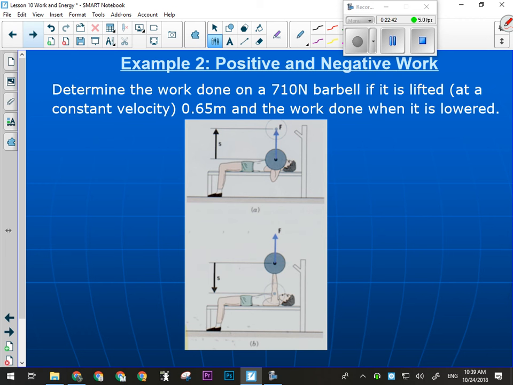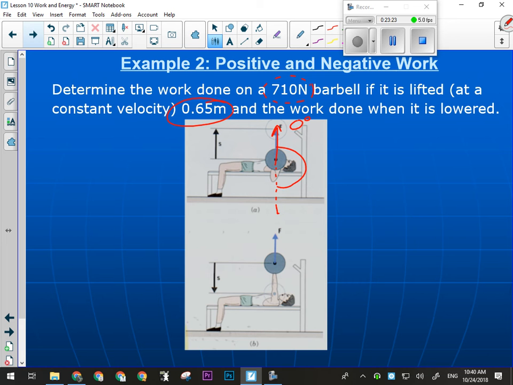So when I push the barbell up, we're going to say the barbell weighs 710 newtons. That means if I want to lift it at a constant velocity, I have to exert how much force? 710 newtons, right? The net force would be 0 then. So I'm going to exert 710 newtons upwards, and I'm going to move it 0.65 meters. I'm going to say this direction here is 0 degrees, straight up. When I lower it though, it's now going to move 0.65 meters at what angle?